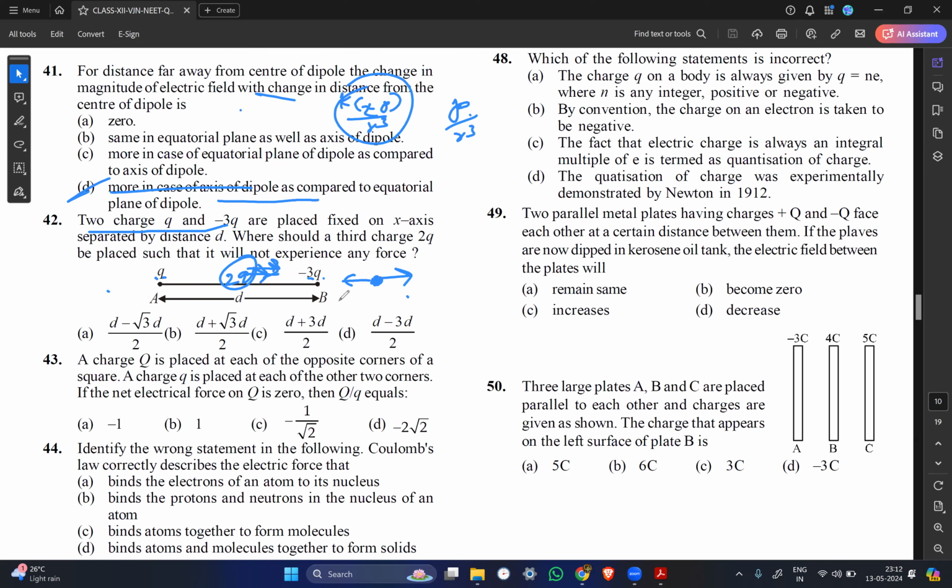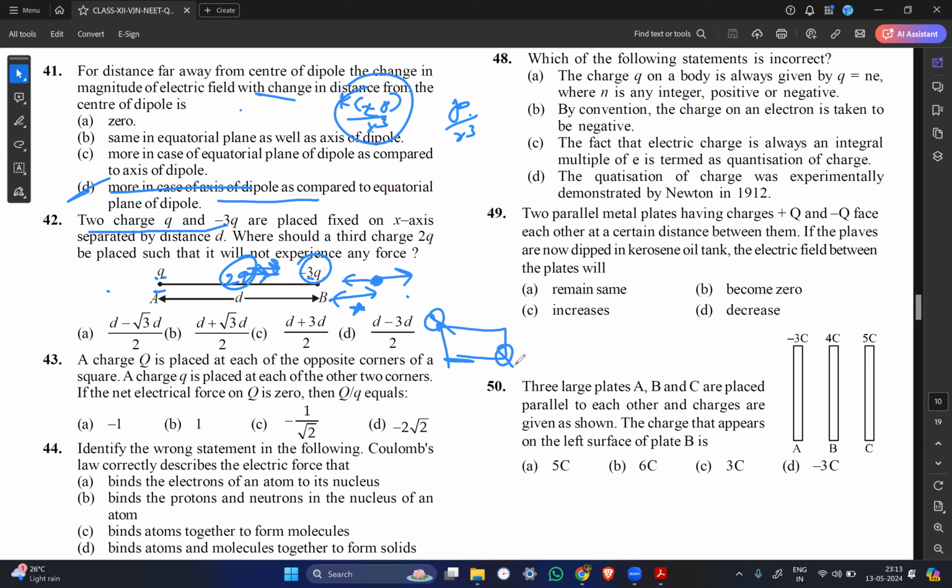So if you keep it this side, you just have to take some x and then find the force in terms of this. The force due to this will be 3q by x square. Then due to this it will be q by d plus x whole square. Then you solve it, you will get the answer. In 43, a charge is placed at each of opposite corners of a square.